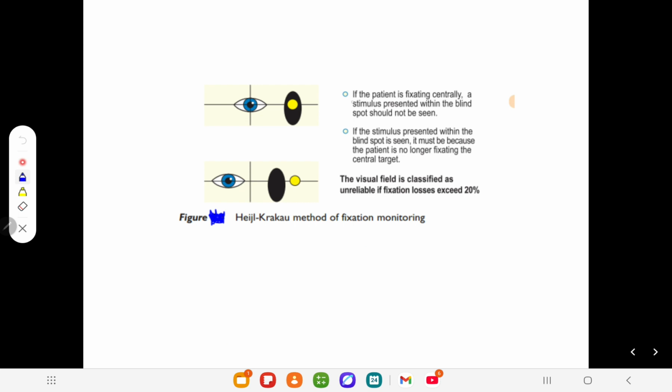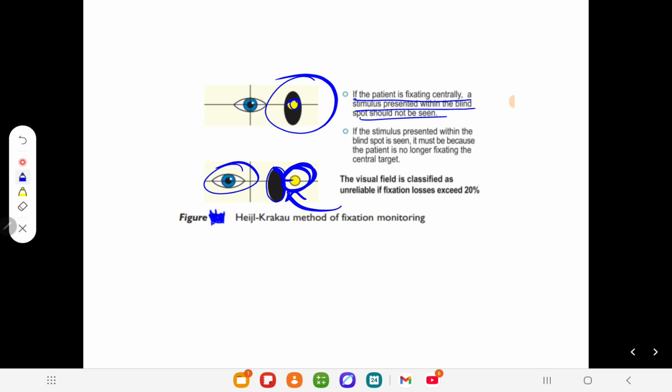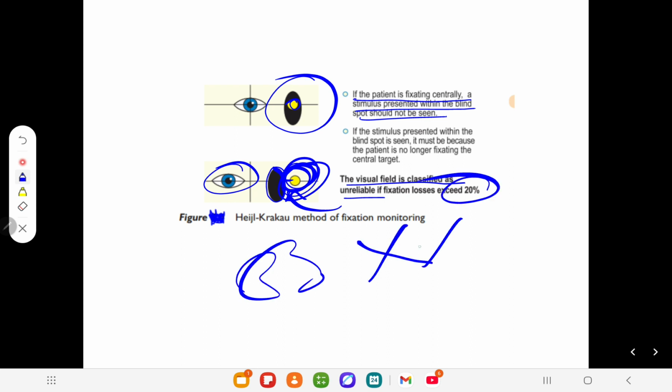The Heijl-Krakau method means that if the patient is fixating centrally, the stimulus presented in the blind spot should not be seen, because if you project this yellow light in the blind spot, the patient should not see it. If the patient drifts the eye from the fixation point, then the blind spot also drifts, and the machine projects at the previous area, and the patient can see it because this area is light sensitive. The visual field is classified as unreliable fixation if greater than 20%. If greater than 33%, then there is XX, which is definitely not suitable.